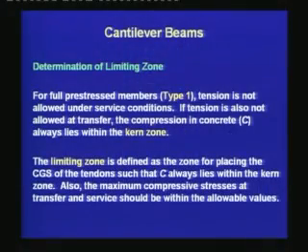There are three types of prestressed members as per our code. For a fully prestressed member, which is referred to as type 1, tension is not allowed under service conditions. If tension is also not allowed at transfer, the compression in concrete, which will be referred to as C, always lies within the kern zone. The limiting zone is defined as the zone for placing the CGS of the tendons, such that C always lies within the kern zone. Also, the maximum compressive stresses at transfer and service should be within the allowable values.